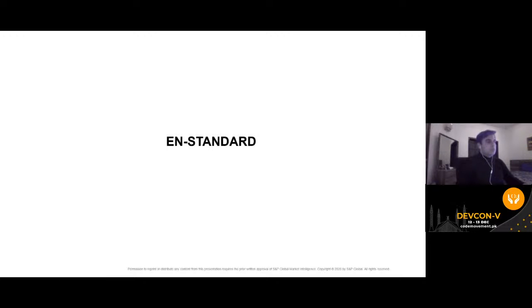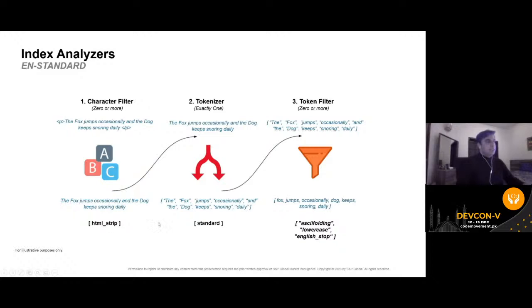So this one consists of HTML strip again as a character filter, standard tokenizer, but in token filter we have, this time, three token filters. One is ASCII folding, lowercase, and English stop. And I'll explain what it does. The sample sentence we are using is: the fox jumps occasionally and the dog keeps snoring daily. Just note that there are some HTML tags as well, and the T for the F is capital, D is capital, and so on.